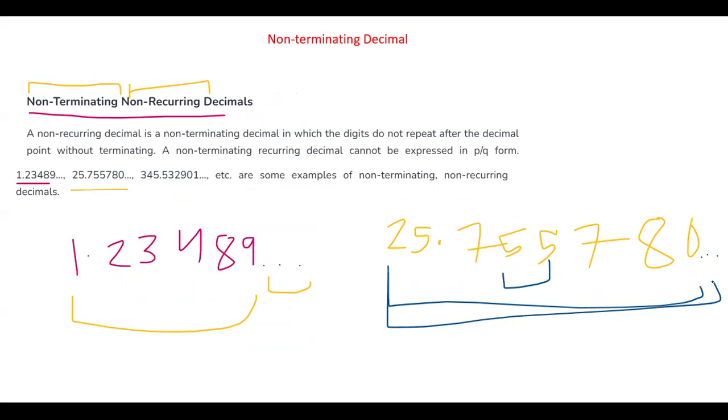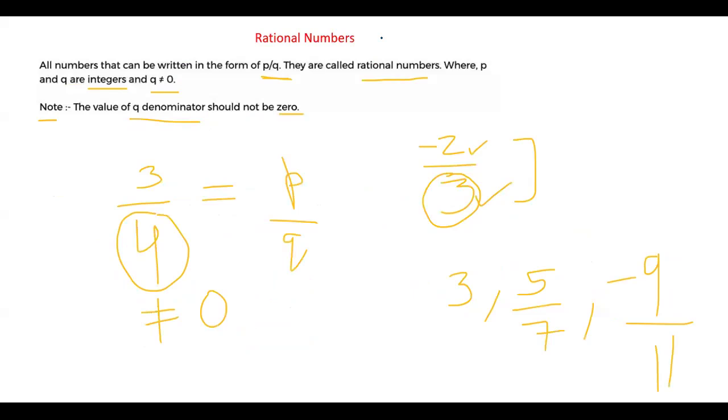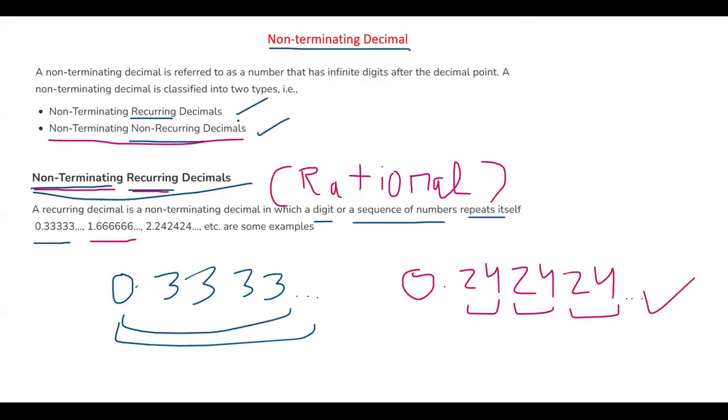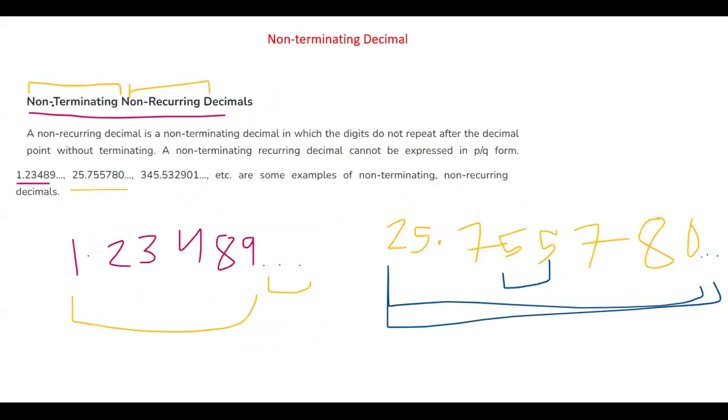So now we have talked about the rational numbers. We have talked about the terminating decimal, non-terminating recurring decimal, and non-terminating non-recurring decimals. One more thing, all these types of numbers, non-terminating, non-recurring, will come under the category of irrational numbers. That is, the numbers which can't be written in the form of P by Q. Now let's proceed further.